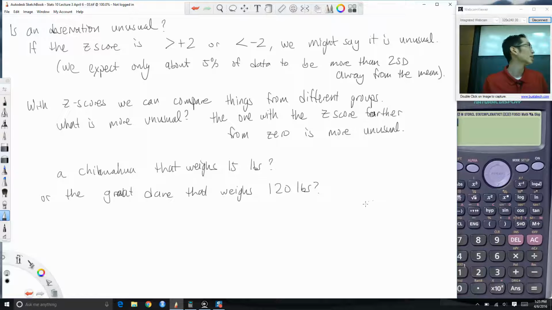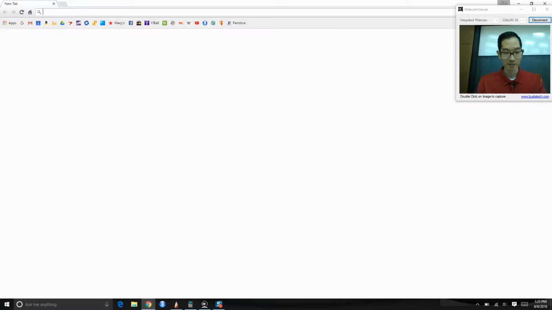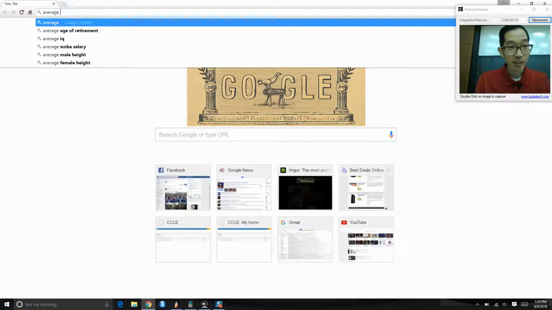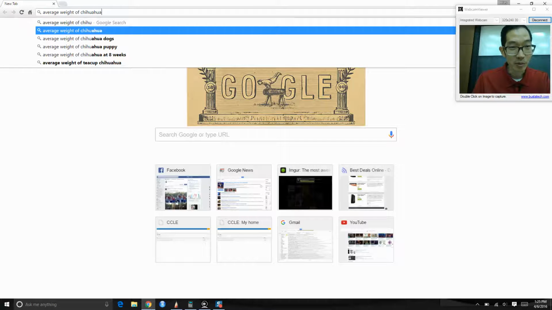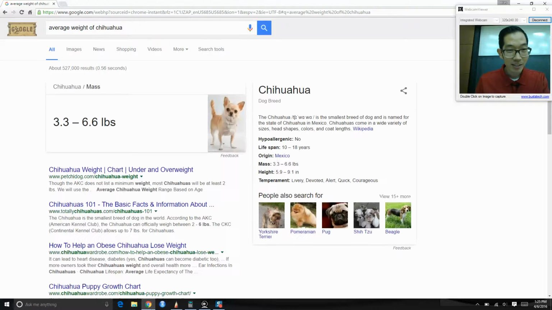Well, this would involve me finding out the mean and the standard deviation for each. Once I have those, I can get the z-score for each and compare them. So what's the average weight of a Chihuahua? Anybody know? Well, let's ask Google then. Average weight of a Chihuahua.